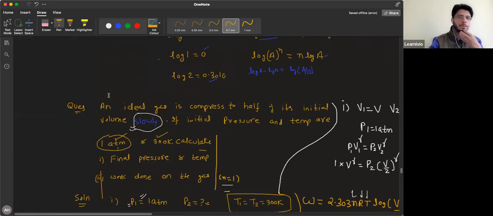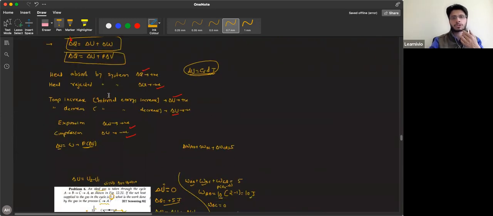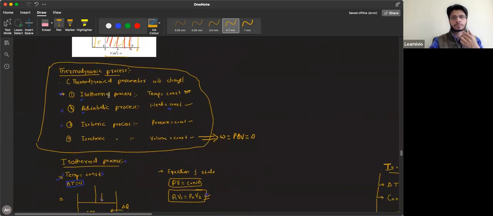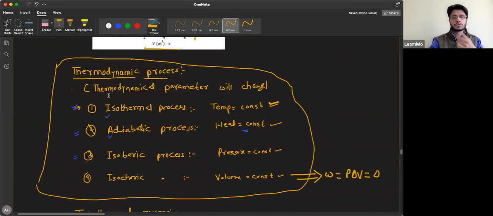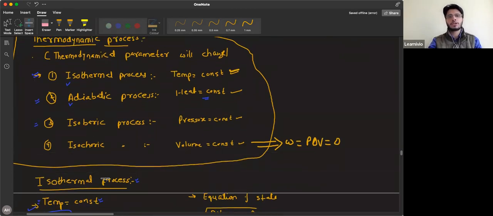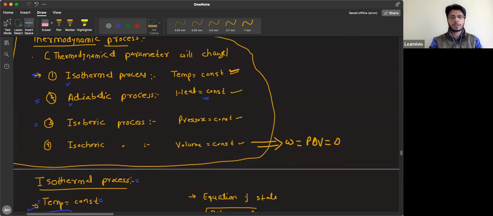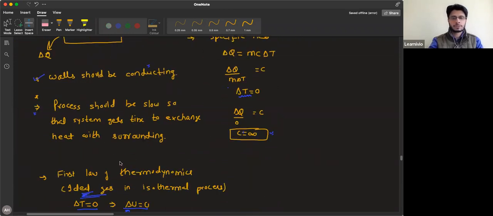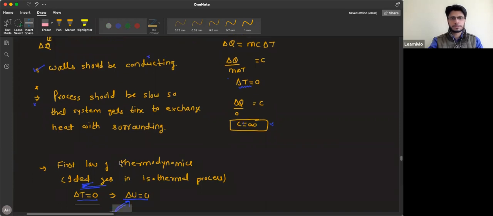So after the first law of thermodynamics, the next thing is thermodynamic process. A process can be isothermal, it could be adiabatic, it could be isobaric, it could be isochoric. So we'll start with the isochoric and isobaric process. So we'll start with the isochoric process.